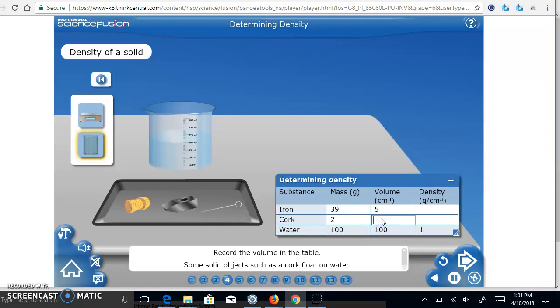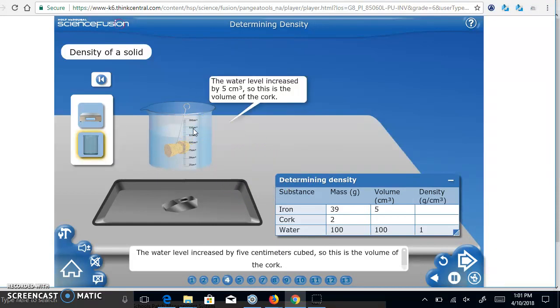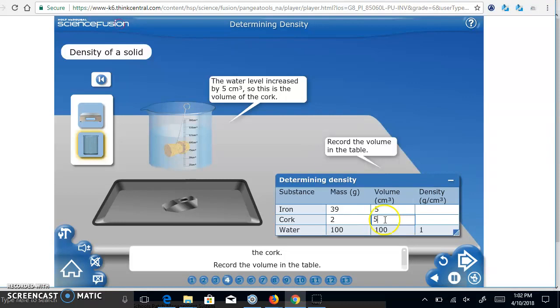Some solid objects, such as a cork, float on water. It must be held underwater for its volume to be measured. Drag the cork to place it carefully into the water. We will use the pin to hold the cork underwater. The water level increased by 5 cubic centimeters, so that is the volume of the cork. Record it in the table.